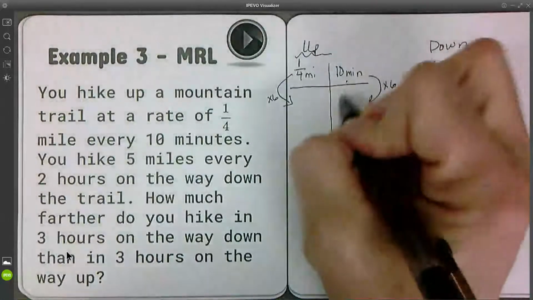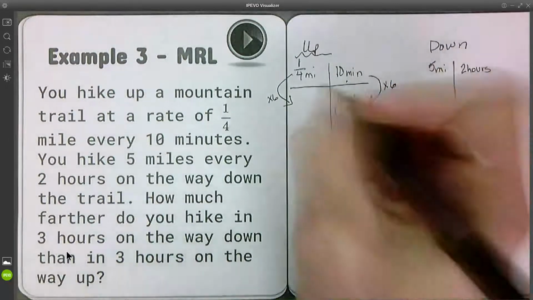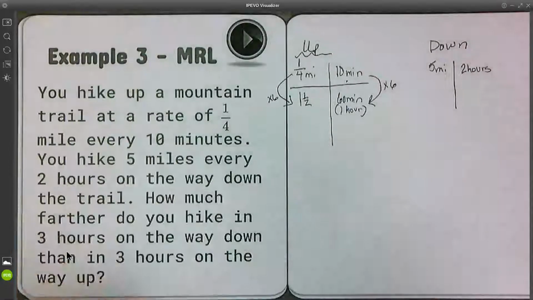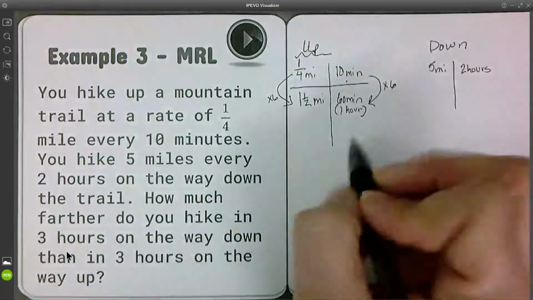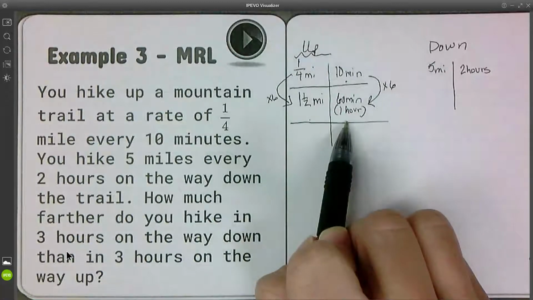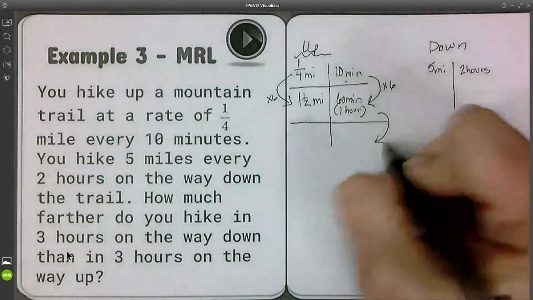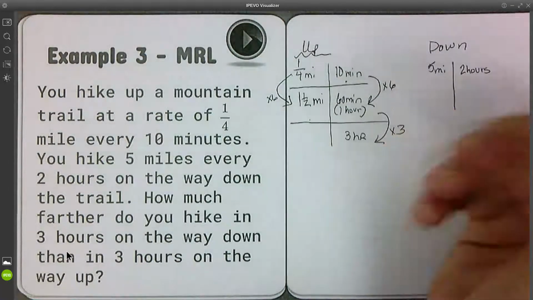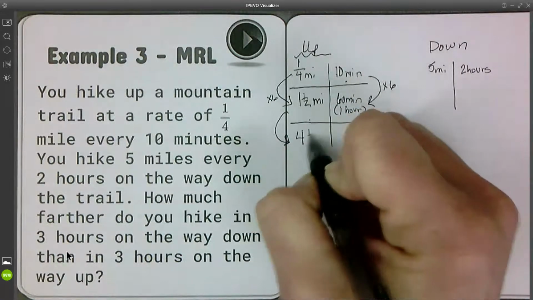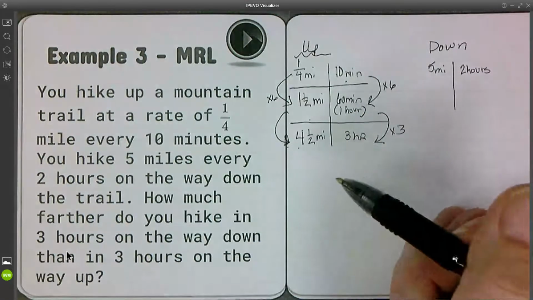When I do 10 times 6, I get 60 minutes, which again is 1 hour. And when I multiply 1/4 times 6, I get 1.5 miles per hour. And now that I have the unit rate, or how far I travel in 1 hour, I can calculate for any time. Since they're asking for 3 hours, I'm going to multiply this number by 3 to find out the amount of ground I cover in 3 hours. So 1.5 times 3 becomes 4.5 miles. So now I know my rate for going up the mountain.